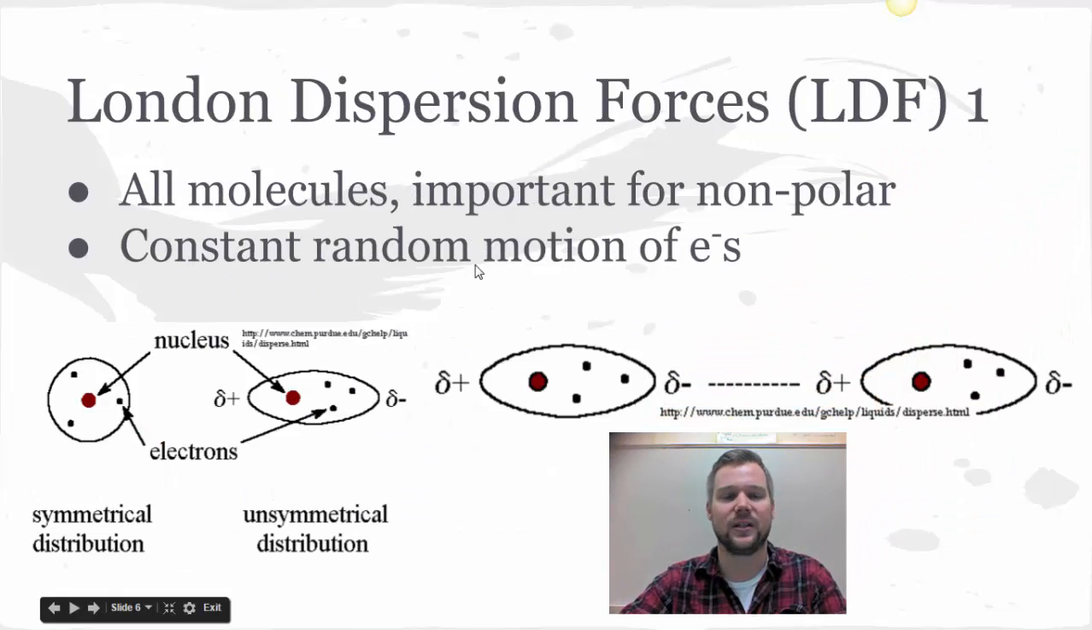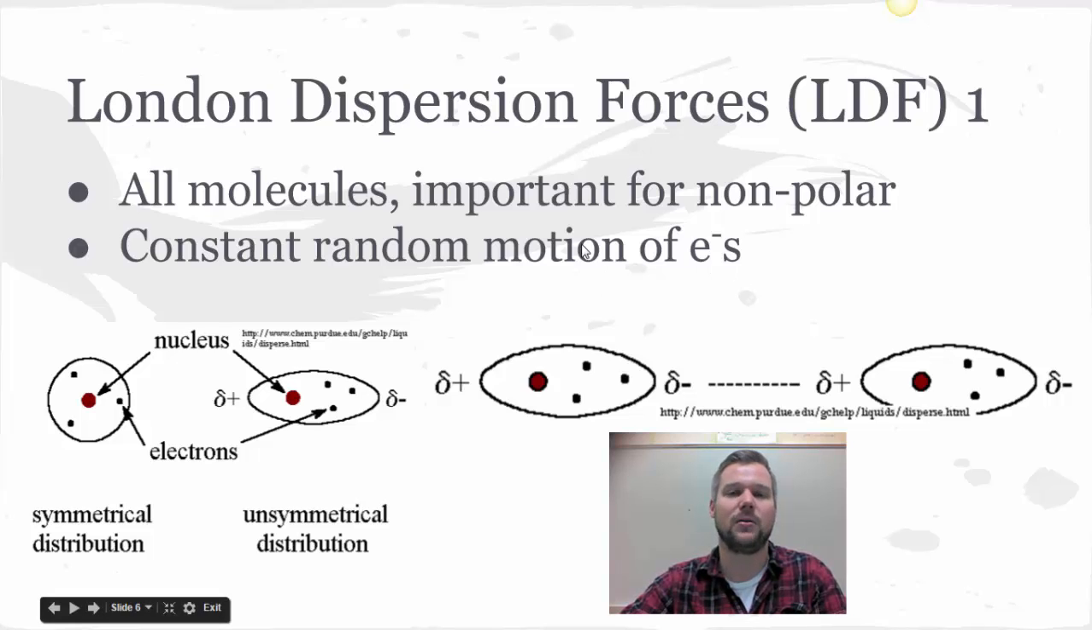Then the last force, and all molecules can do this, but it's really only important for nonpolar molecules, because the other forces, the dipole forces or hydrogen bonding, if present, are much more important for polar molecules as far as affecting the boiling point and melting point. London dispersion are only really important for nonpolar molecules. Now, this is a result of the consistent random motion of electrons.